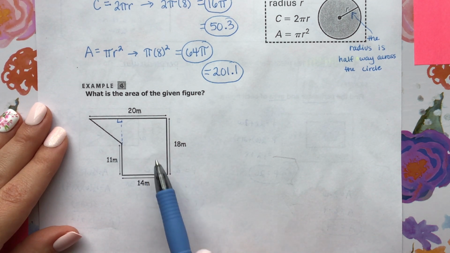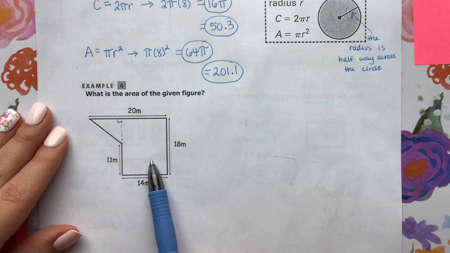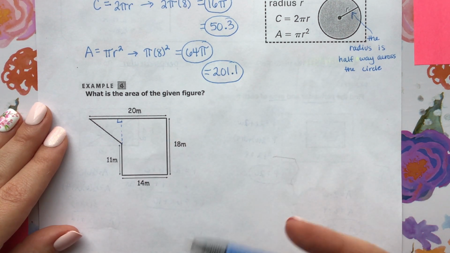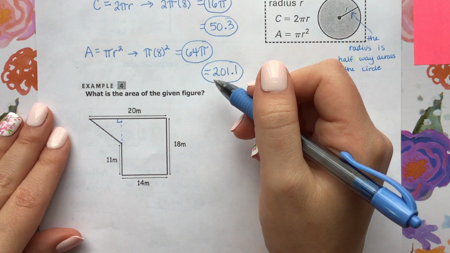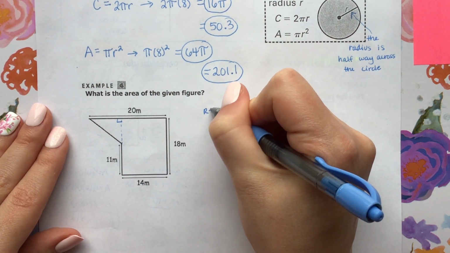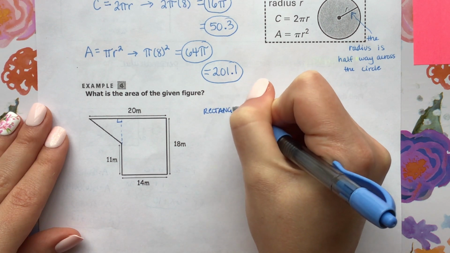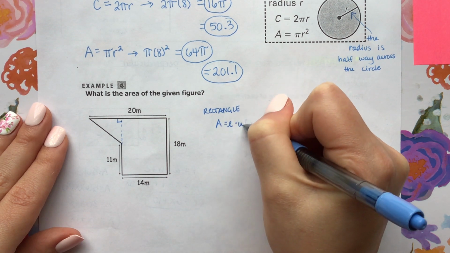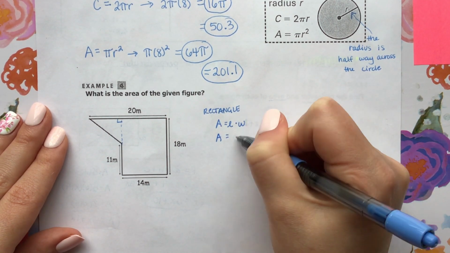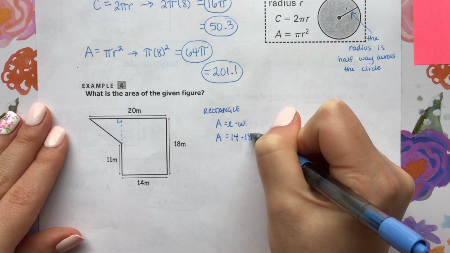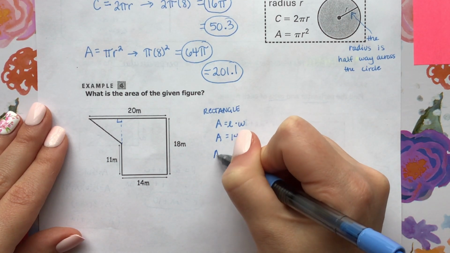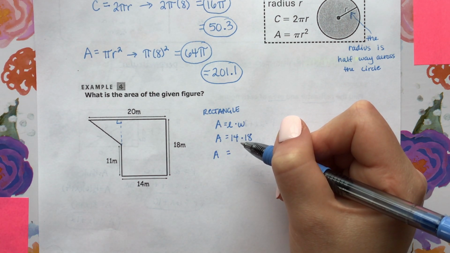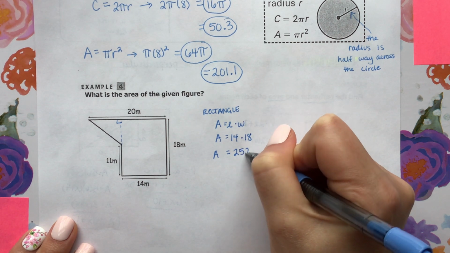And what I can do, I can take the area of this rectangle plus the area of this triangle to get the total. So I'll do the area of the rectangle first. So area is equal to length times width. So the area is going to equal 14 times 18, which is equal to, I did this over to the side already, so that's going to be 252.